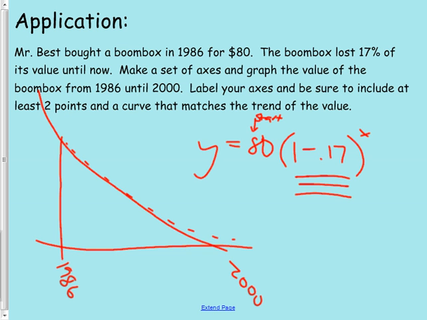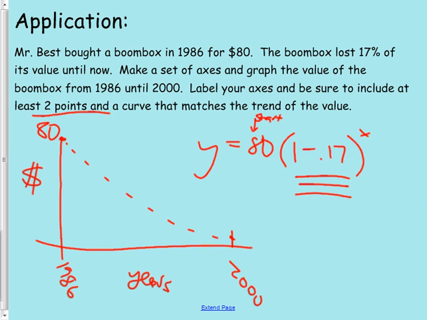So if I had this on a test, it says label the axes, so I'd have to label years, and this is dollars. And then here would be 80. That's one of my points that I know exists. And then maybe you'd go figure out, like, it says at least 2 points. Okay? So I could find a value here in the year 2000.